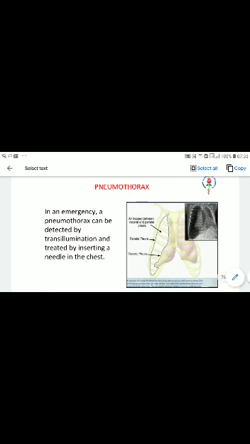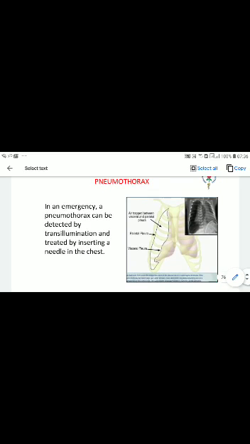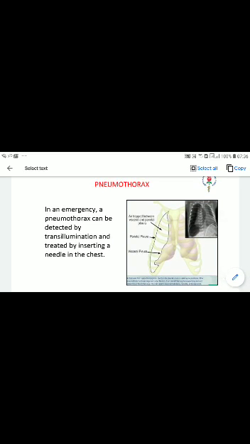In an emergency, a pneumothorax can be detected by transillumination, and you just insert a needle, so that will take care of the pneumothorax. You can see the pneumothorax happening here on the right side. The lung is collapsed, and you can see the dark shadow in the lungs, without any bronchoalveolar markings. That means that is the air in the pleural space.